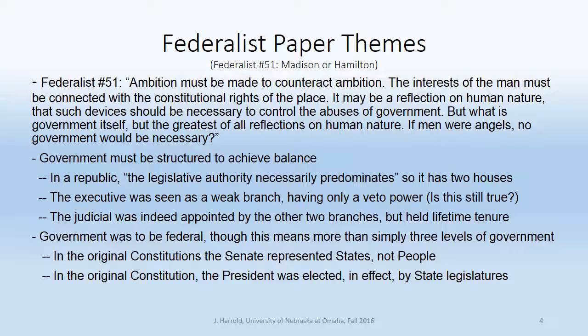In the original Constitution, the Senate represented states, not people. So recall that. The Senate was not elected to represent the people. It was elected by state legislatures to represent states. And in the original Constitution, the president was elected, in effect, by state legislatures. So really, the president was elected indirectly. The kind of campaigning we see today would be completely foreign to Madison and Hamilton. They would have a hard time believing our presidential campaigns today, because they didn't design the system to work that way. So that's just a short review from last week.